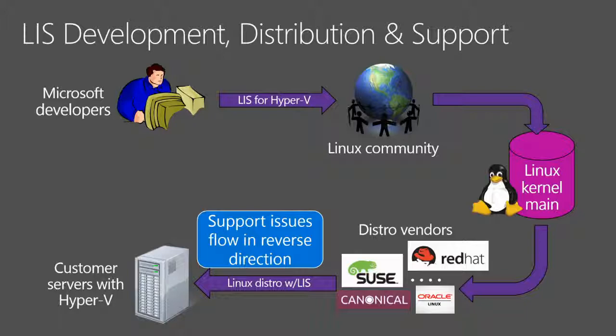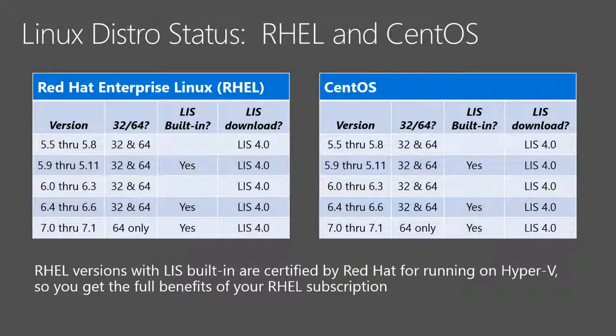I've got a couple of slides now I want to go through to look at where we stand with the different distros. These are a bit of an eye chart, and the important point is not all the individual details. But with Red Hat and CentOS, and in fact the Red Hat and CentOS charts are exactly the same because of course CentOS is derived from Red Hat, we've gone all the way back to Red Hat 5.5.